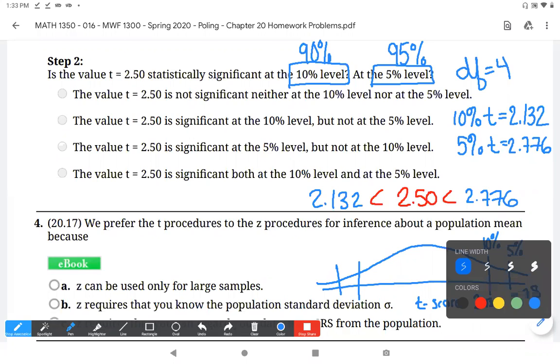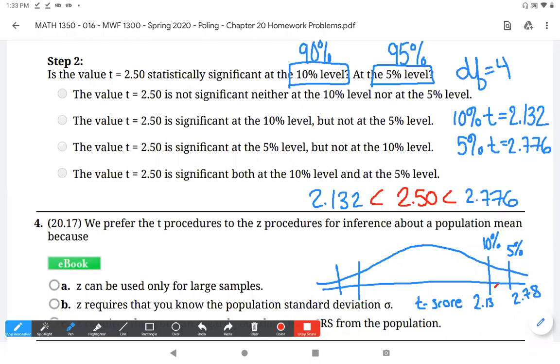Our t-score of 2.5 is between these two, which means that the value t equals 2.5 is significant at the 5% level, but not at the 10%, because I reversed it.